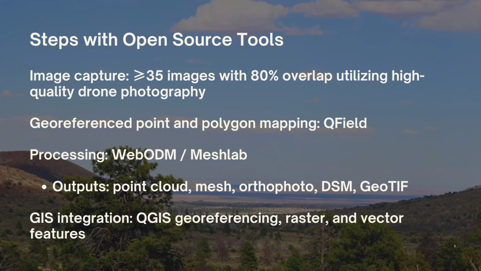The basic steps for utilizing open source tools to process your data are, after capturing over 35 images with 60 to 80% overlap, you can use QField to provide accompanying georeferenced point and polygon mapping, use WebODM or Meshlab to automatically stitch the UAV data together into an orthophoto, surface model, 3D model, or GeoTIF file. Use QGIS to integrate those above components into raster and vector features, eventually developing a useful layout output for a report or simply a working map stored on the GIS interface.